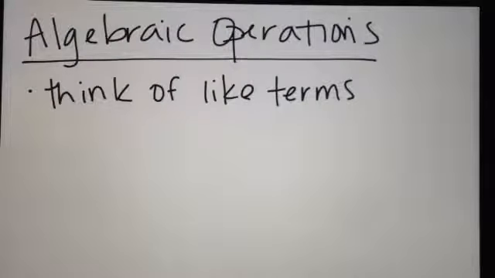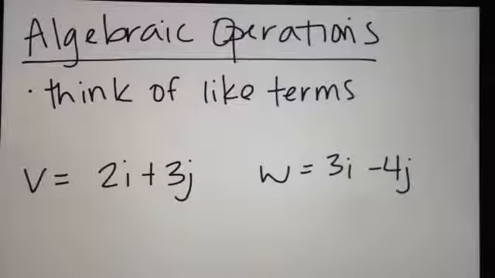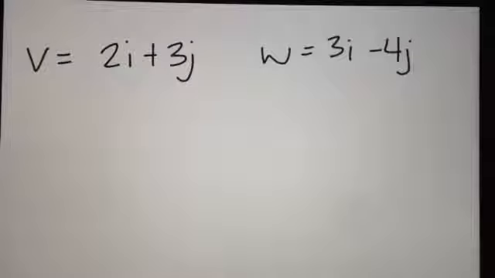So the i's will be like the i's and the j's will be like the j's. We're going to perform the operations for different problems, using vector v, which is 2i plus 3j, and vector w, which is 3i minus 4j, and then find various things with those. The first thing we're going to do is v plus w.